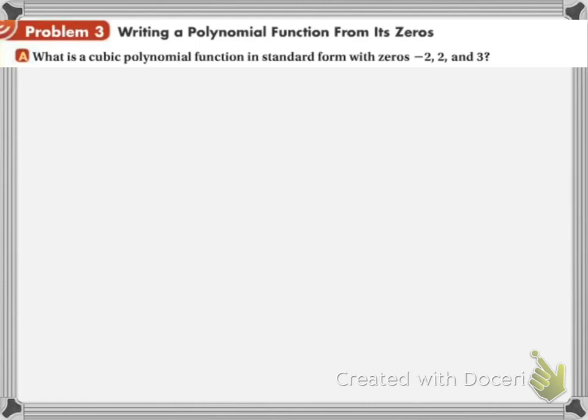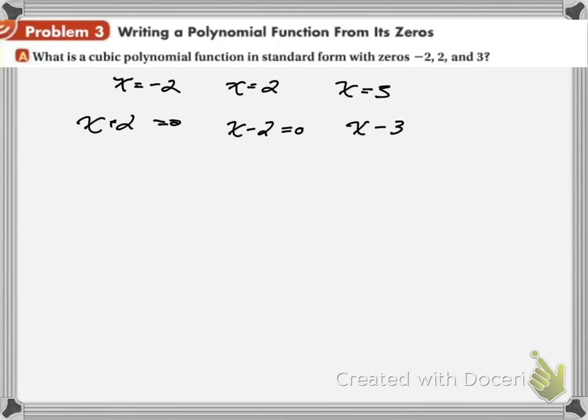Problem 3 is just going in reverse of what we did in problem 2. Now they're giving me the zeros, so negative 2 is a 0. So x equals negative 2, x equals 2, and x equals 3 is what they're saying. So if I want to get it equal to 0 here, just move it over. So x plus 2 equals 0, x minus 2 equals 0, and then subtract 3, x minus 3 equals 0.